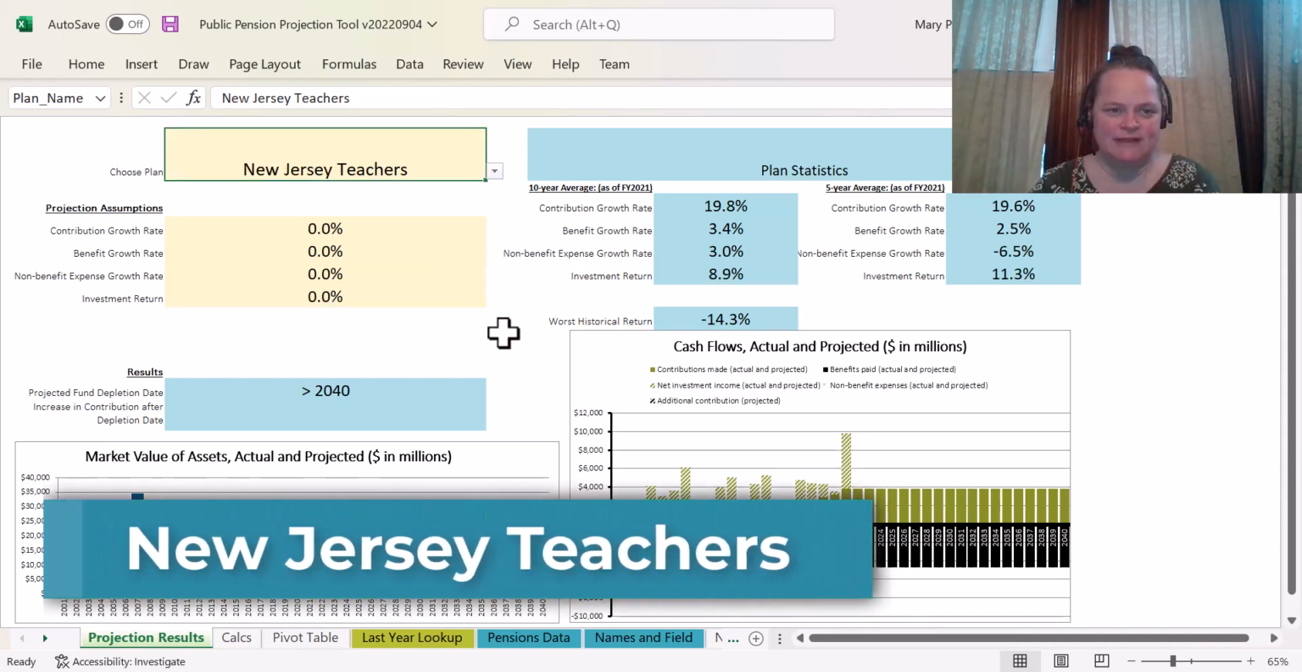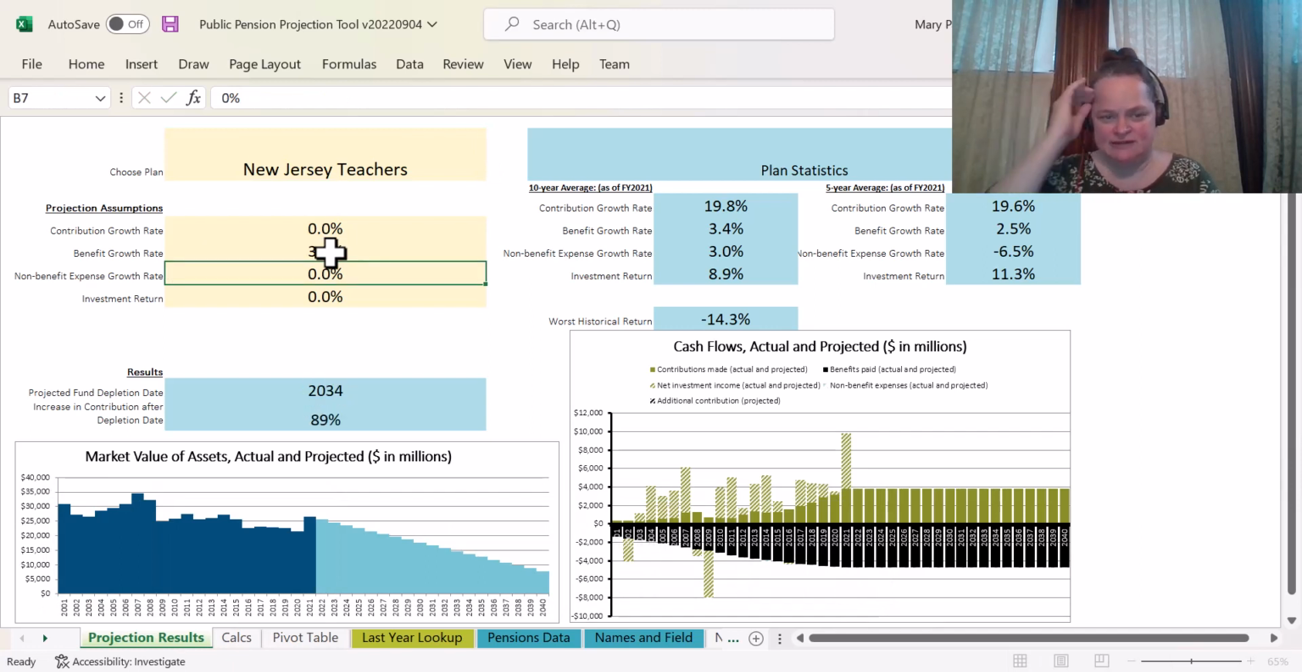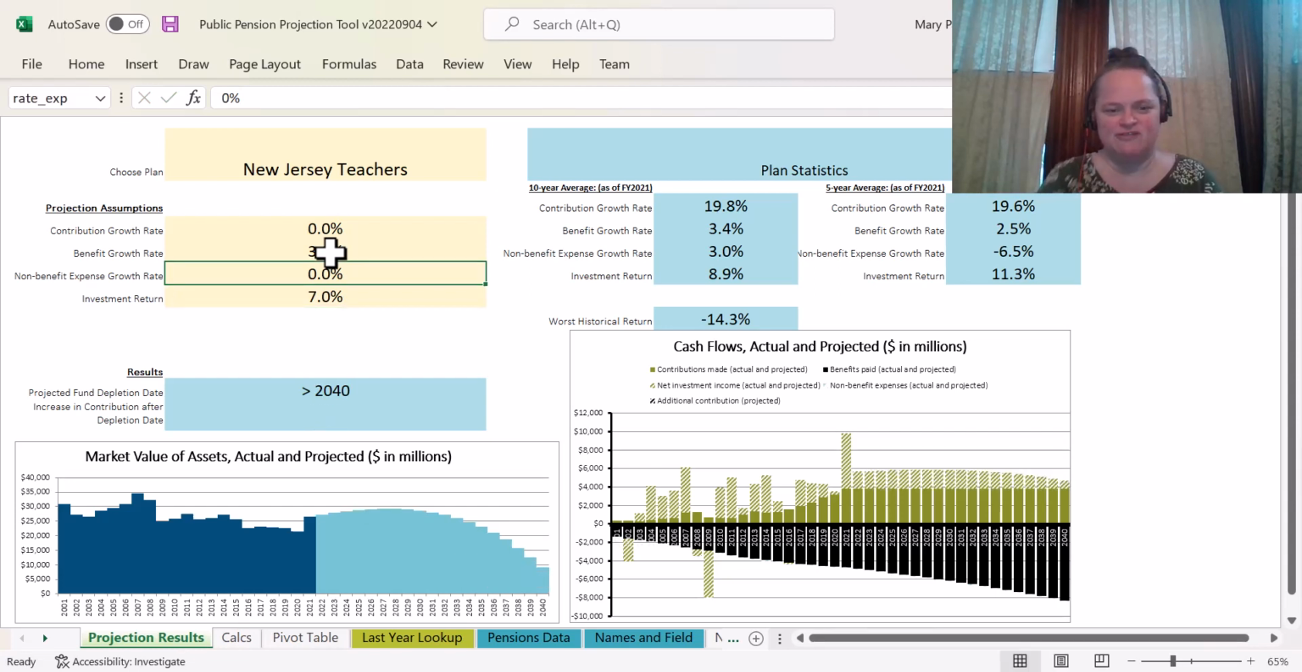And the last one I'm going to demonstrate, New Jersey teachers. So the benefit growth rate, I'm just going to put in 3% for the benefit growth rate. Yeah, that's not looking great. This goes through fiscal year 2021. And let's say our investment return is 7%, like I've been doing with other ones. We can kind of see this inflection point.